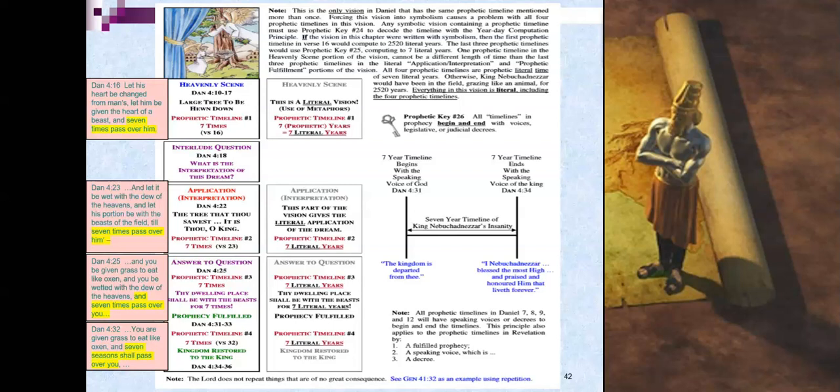Right. Now let's reverse it. If that vision is symbolic, then that timeline has to be prophetic symbolic time. That means that 1 day equals 1 year. Now, you might have to get your calculators out for this. How long would 7 years be in literal time? If 1 day is equal to 1 year, 7 years of symbolic time is how many years of literal time?